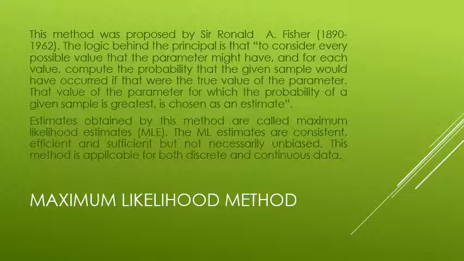In the last lecture we learned about the method of least squares. The maximum likelihood method was proposed by Sir Ronald A. Fisher. The logic behind the principle is to consider every possible value that the parameter might have, and for each value compute the probability that the given sample would have occurred if that were the true value of the parameter. The value of the parameter for which the probability of the given sample is greatest is chosen as the estimate.